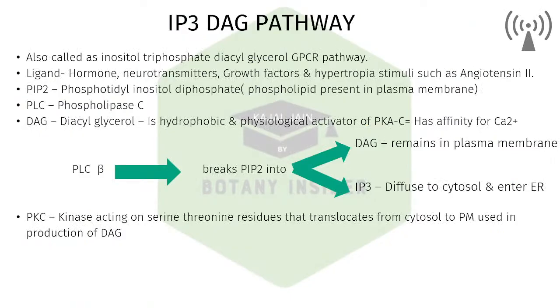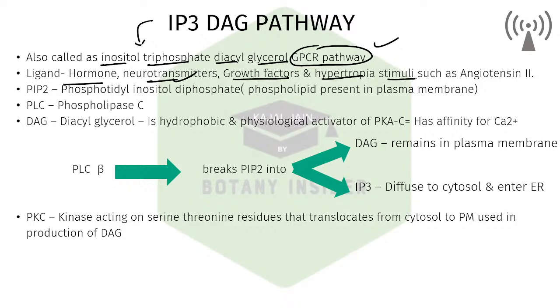See over here. IP3-DAG pathway. What is the other name for the same? The other name for the same is inositol triphosphate diacyl glycerol GPCR pathway, right? The ligands could be hormones, they could be neurotransmitters, they could be growth factors, hypertrophic stimuli such as angiotensin 2. Now, PIP2 stands for what? It stands for phosphatidyl inositol diphosphate, the phospholipid which is present on the plasma membrane.